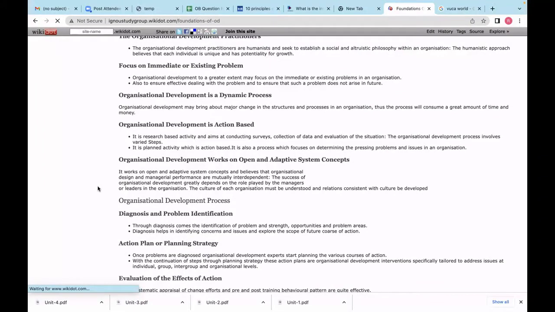It is action based. You're going to do the survey, research how to do it, plan it, and all those things. So you do some action. It's not about just PPTs where you keep a PPT saying that these are the problems and close it. You're going to actionize on it. You're going to determine what steps are to be done, right? And it works on open adaptive system concepts.